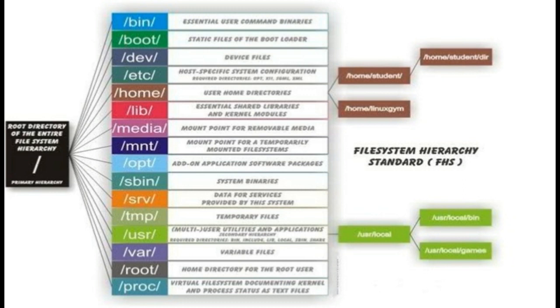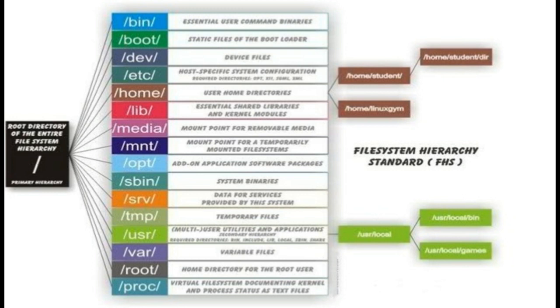And lib, the system library files are available there. Media is for external devices connected to the system, for example a CD drive or floppy drive, any media we can attach. And mnt is for mounting devices. For example, we mount devices attached to the systems or servers, and the mnt folder takes care of that.